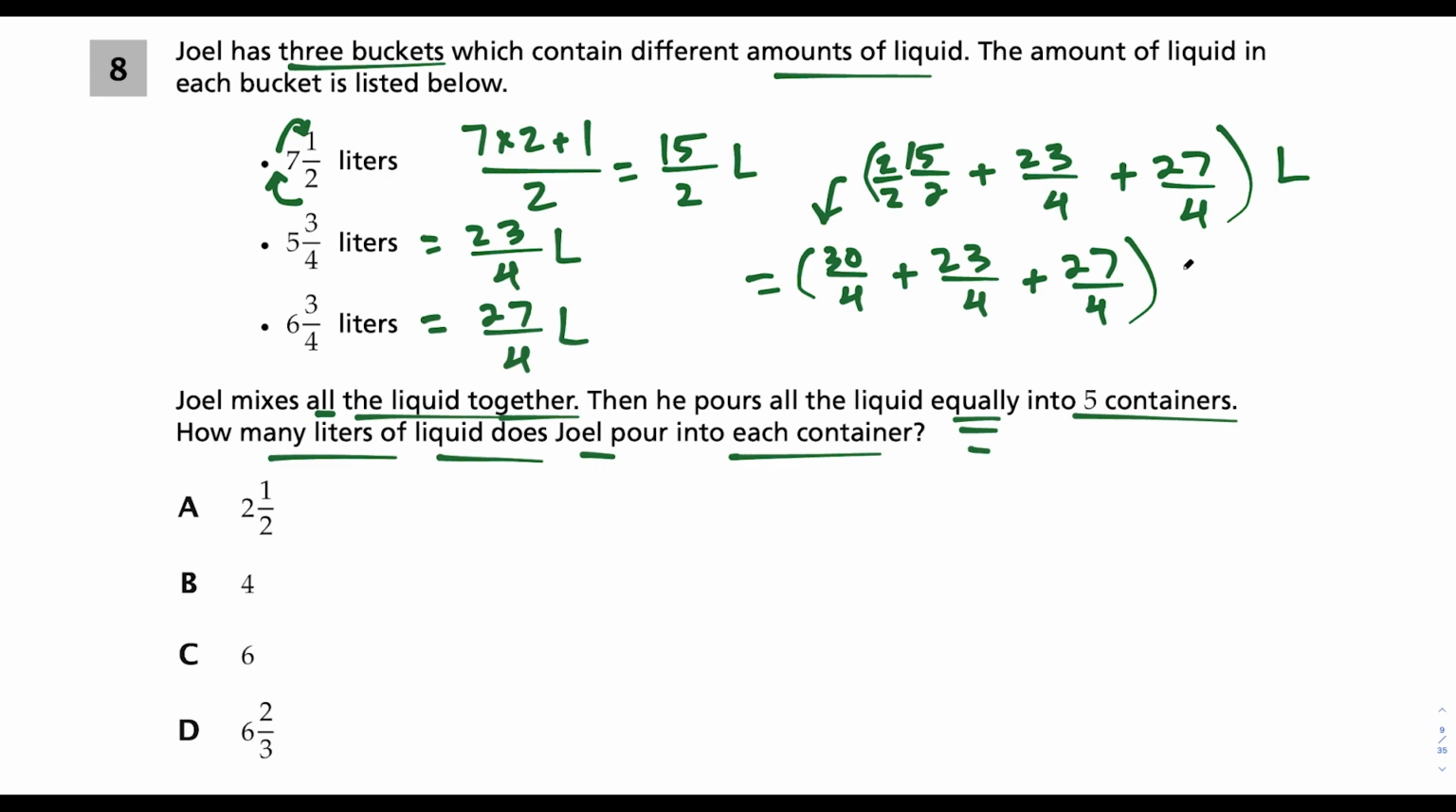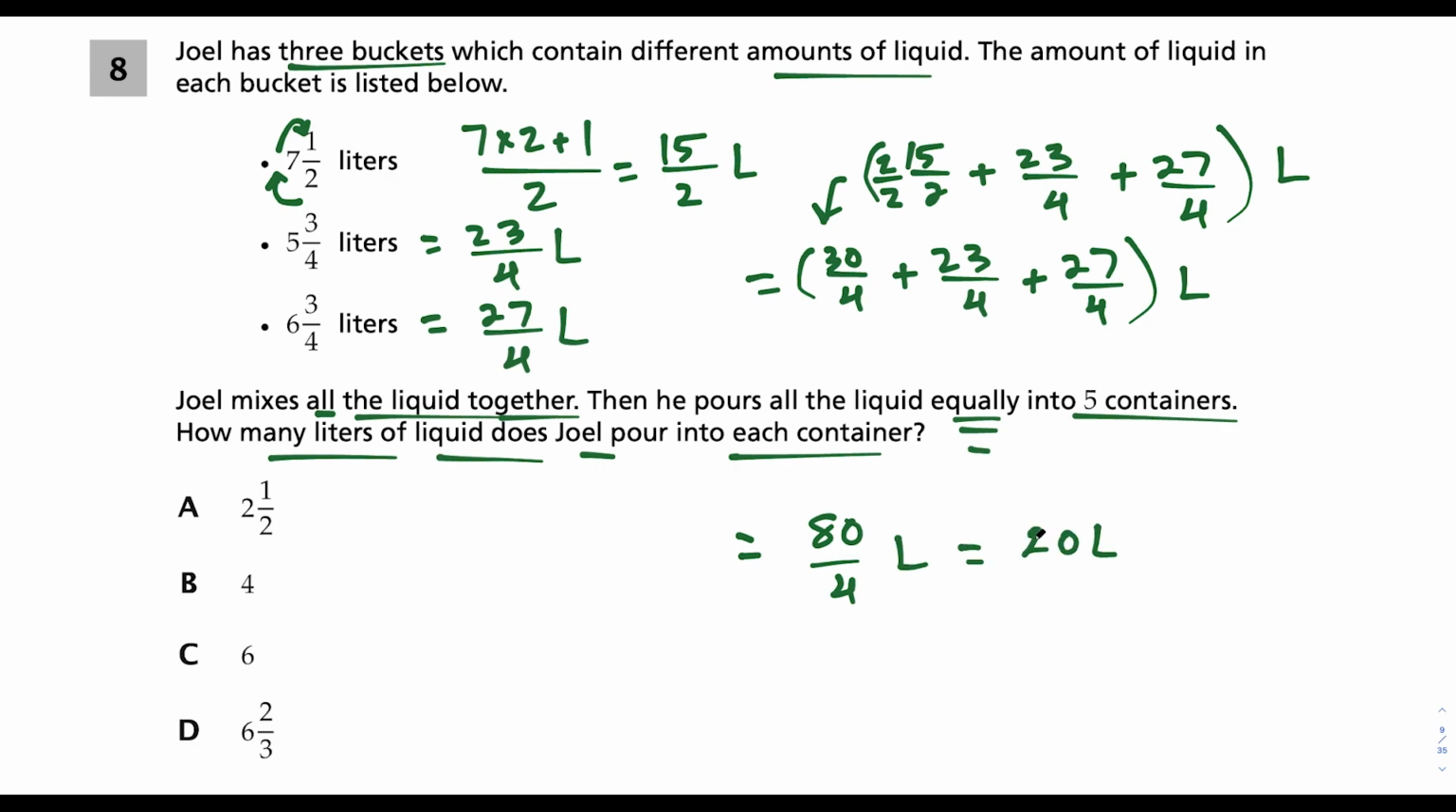I could use a calculator here to add these numbers, but we'll just do this in our head. So you have 23 plus 27, which is going to give us 50, and then 50 plus 30 is going to give us 80. So we have 80 over 4 liters like this, and this is equal to 20 liters.